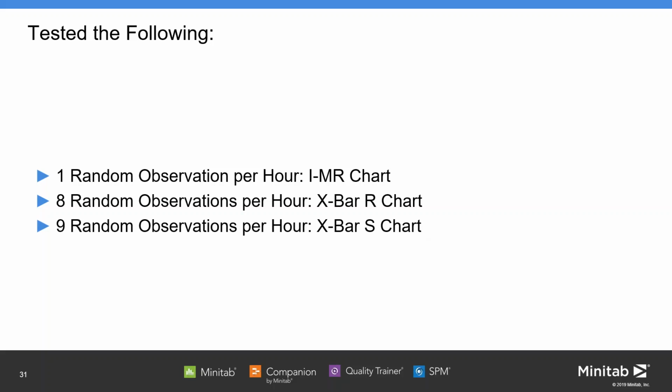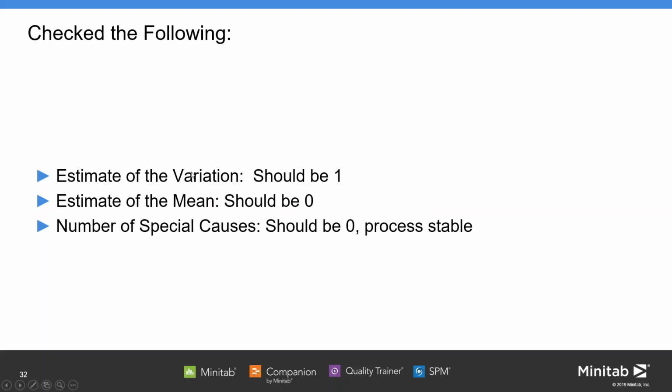The things I wanted to check with the sampled results were, I wanted to check that the estimate of the variation would be 1, because I know my simulated data has a standard deviation of 1. The estimate of the mean should be 0. And the number of special causes should be 0 because my process is stable. So for each of these options, I check these 3 metrics.